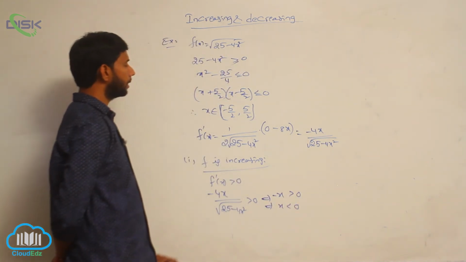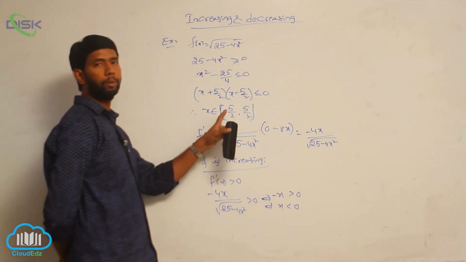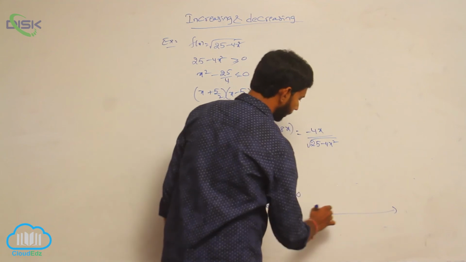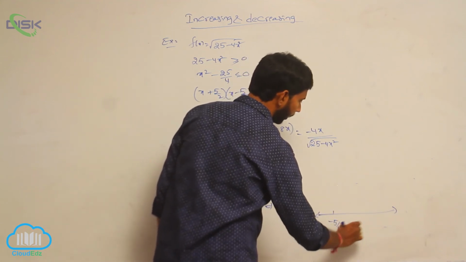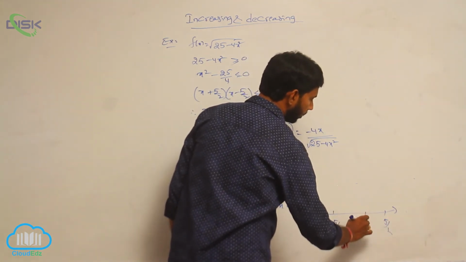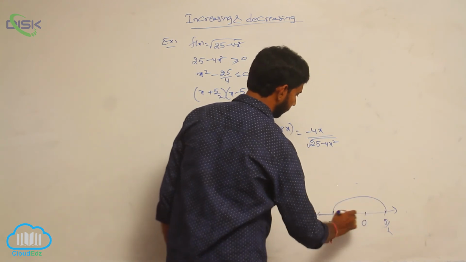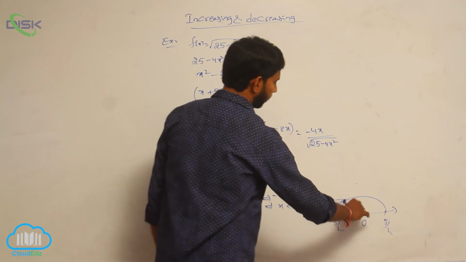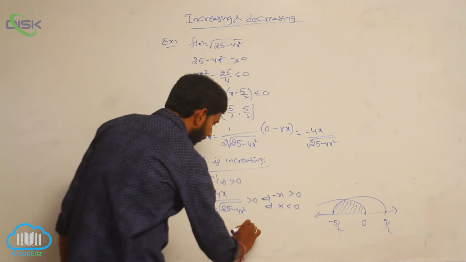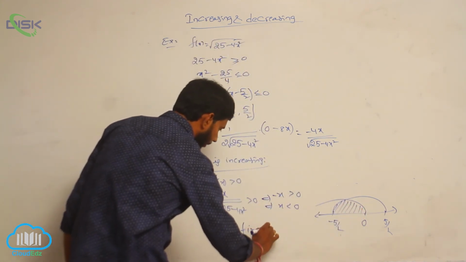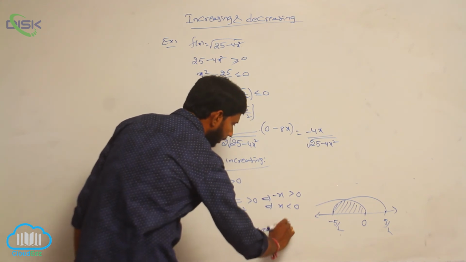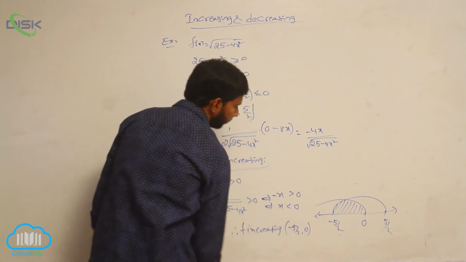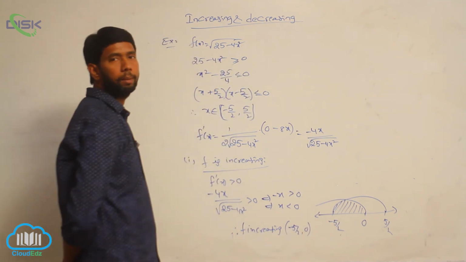Here the value of x lies between minus 5 by 2 and plus 5 by 2, and x is less than 0. Therefore, the function f is increasing in the interval open minus 5 by 2 comma open 0.